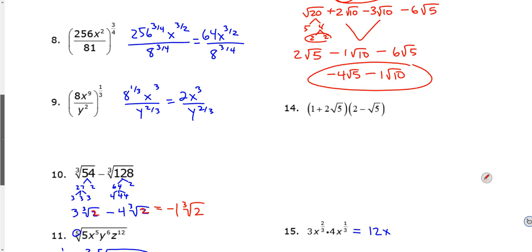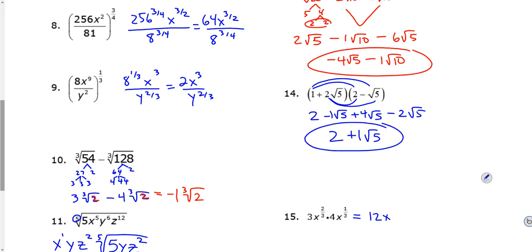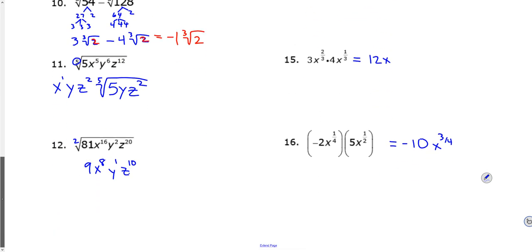Number 14 is done the same exact way. So 1 times 2 is just 2. 1 times negative radical 5 is negative radical 5. We multiply these together: 2 times 2 is 4 radical 5. And then 2 times negative radical 5 is negative 2 radical 5. So we end up with a bunch of like terms in this one. Negative 1, yeah, okay, so all 3 of these can go together. Negative 1 plus 4 is 3. 3 take away 2 is 1, so it's positive 1 radical 5. We have the 2 in front. That's our answer. And that looks like that's the entire page.